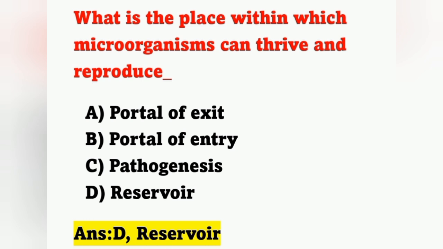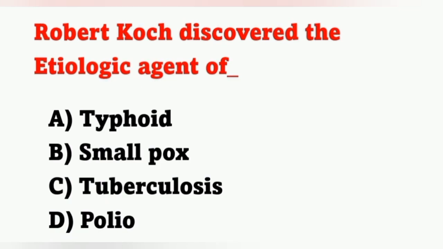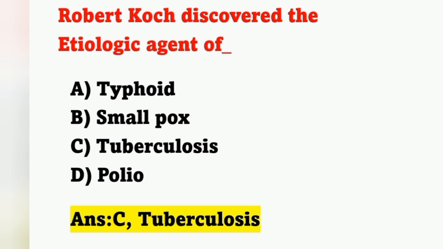It means the infectious organism multiplies in any substance and is transferred to other species, that is known as a reservoir. And the next question. Robert Koch discovered the etiologic agent of? Option A typhoid, option B smallpox, option C tuberculosis, option D polio. Here Robert Koch is associated with tuberculosis. Option C is the correct answer. Koch's postulates were formulated by Robert Koch.